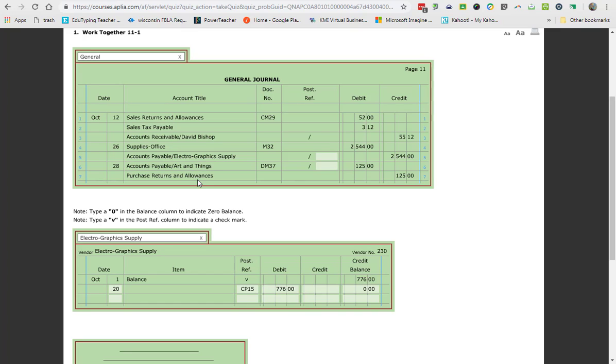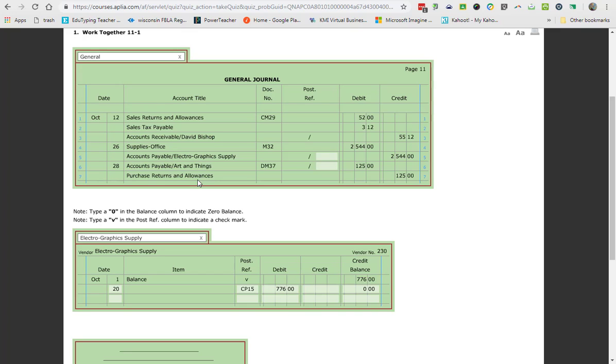Now notice line 5 and 6, not date 5 and 6. So when I look here on line 5 of my journal, do you see how this post reference is much bigger now? Eventually, I have to post line 5 twice. I have two accounts. I have the account accounts payable, and I have the account electrographic supply. Those are two completely separate accounts.